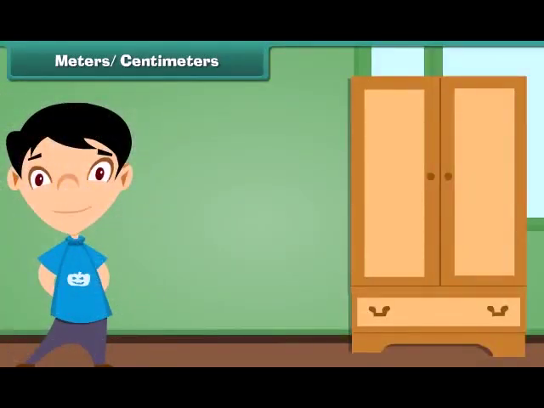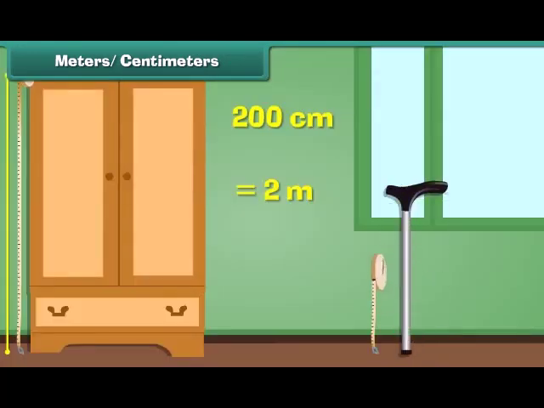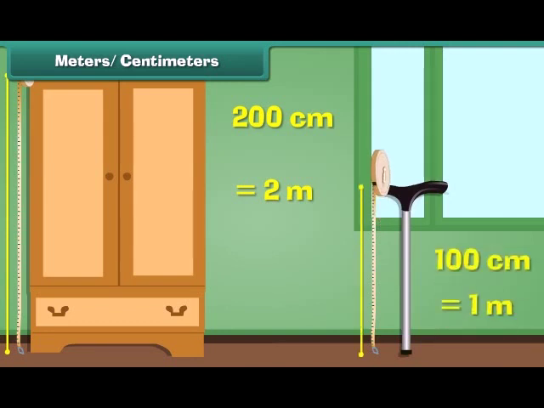We can measure the height of the almirah by using a measuring tape. The height of the almirah is 200 centimeters. Therefore, we can say that the height of the almirah is 2 meters. Similarly, the length of the walking stick is 100 centimeters, or we can say 1 meter.